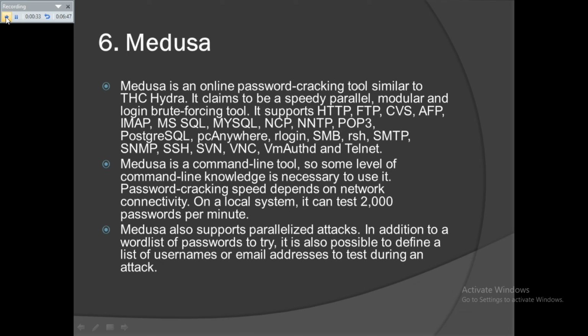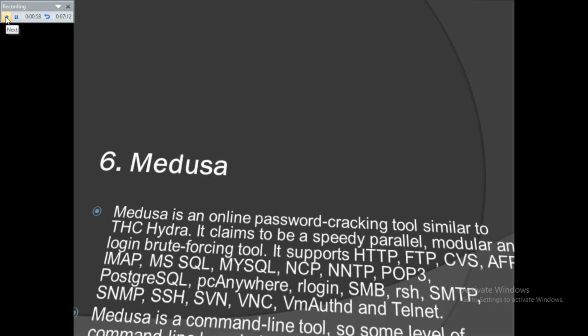Medusa is a command line tool, so some level of command line knowledge is necessary to use it. Password cracking speed depends on network connectivity. On a local system, it can test 2000 passwords. Medusa also supports parallelized attacks. In addition to a word list of passwords to try, it is also possible to define a list of usernames or email addresses to test during an attack.